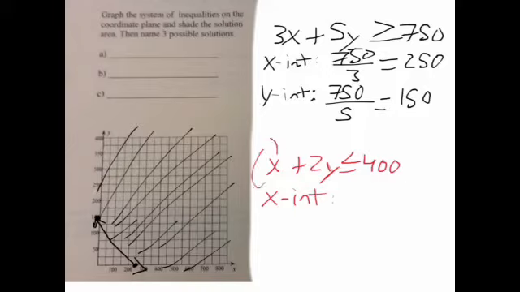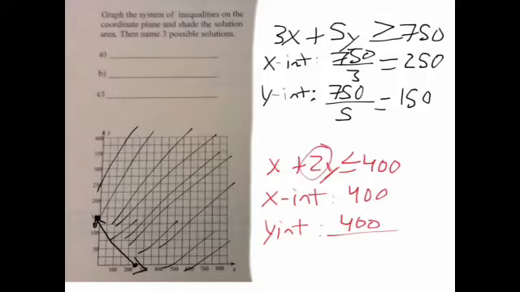And then my other inequality, I'm going to get the x-intercept the same way by taking the total and dividing by the number in front of x. If there's no number there, that number is 1. So my x-intercept is just going to be 400. And my y-intercept comes the same way. 400 divided by what's in front of the y, which is 2, which is 200. And now I have my intercepts. I have the intercept of 400 for x and 200 for y.